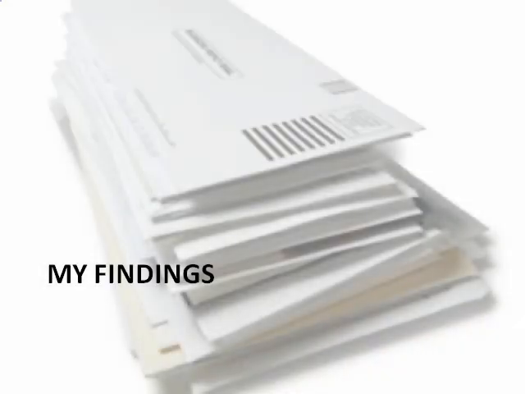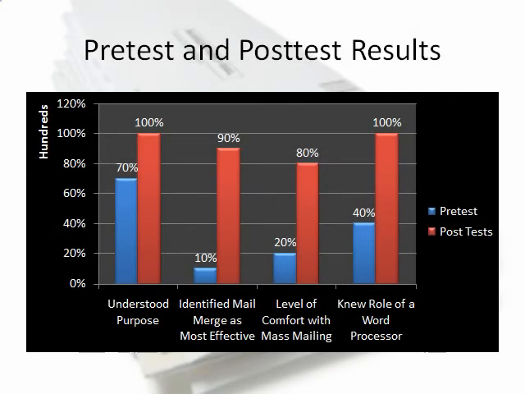My findings. These findings focus primarily on the comparison in knowledge between the pretest and post-test. When asked about knowledge of the purpose of mass mailing, in the pretest, 70% of my students understood the purpose. And when asked the same question on the post-test, 100% of my students could identify the purpose of a mass mailing.